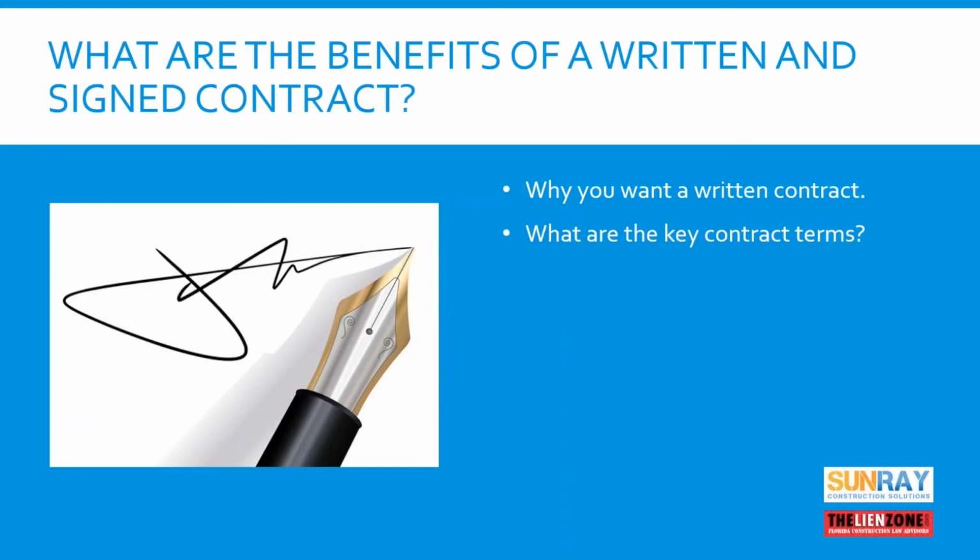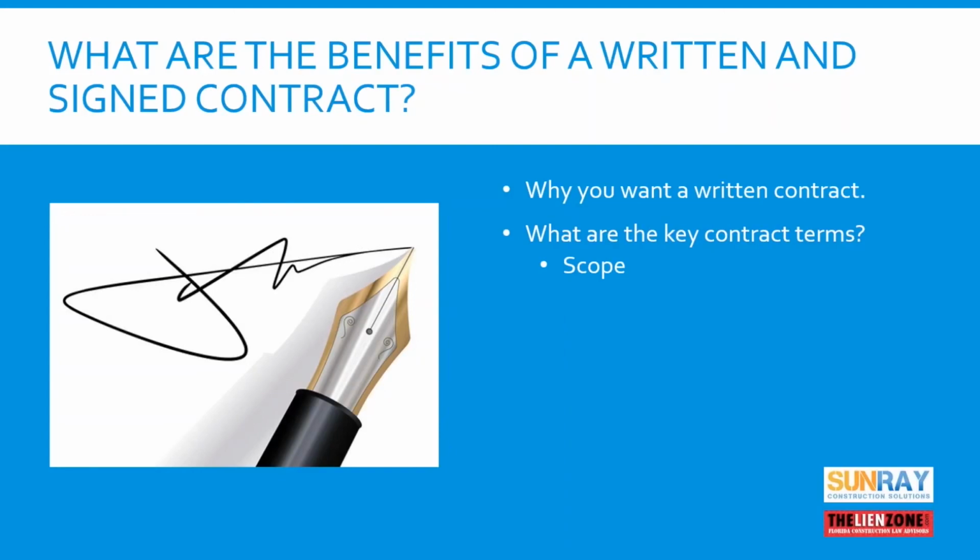So what are the things that you should put in your contract? The first thing that you should put in your written agreement is the scope. What work are you going to perform? As important is putting in any exclusions that you know exist.